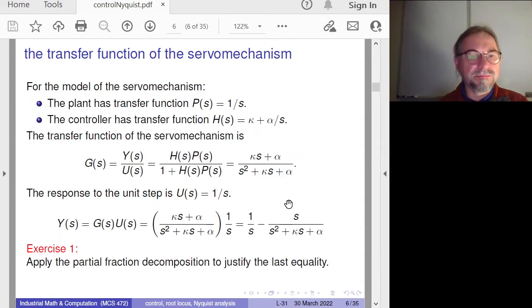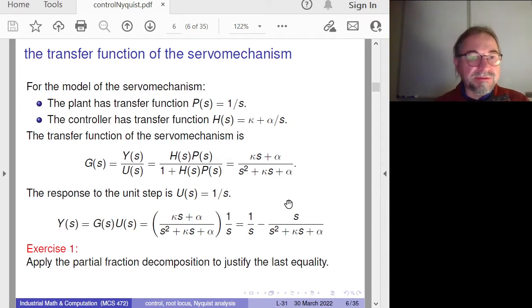Now let's look at our example. In our model, we have 1 over s as the transfer function for the plant. The controller is a proportional feedback. That's where the kappa comes in. And then there is this integrator term. There is also the proportional integrator and derivative controller, the PID controller, where there is one extra s term, which we won't cover here.